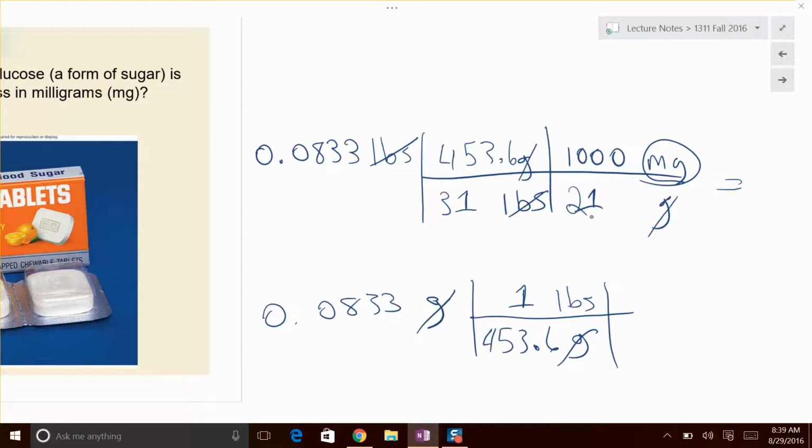What I recommend is going 0.0833 times 453.6 times 1,000 divided by 31 divided by 21. Do it all in one calculation, one step. Not one step, but one calculation. And your calculator is going to keep all that information, and it's going to give you the exact answer. I've found that is the best way for students to perform these types of calculations.